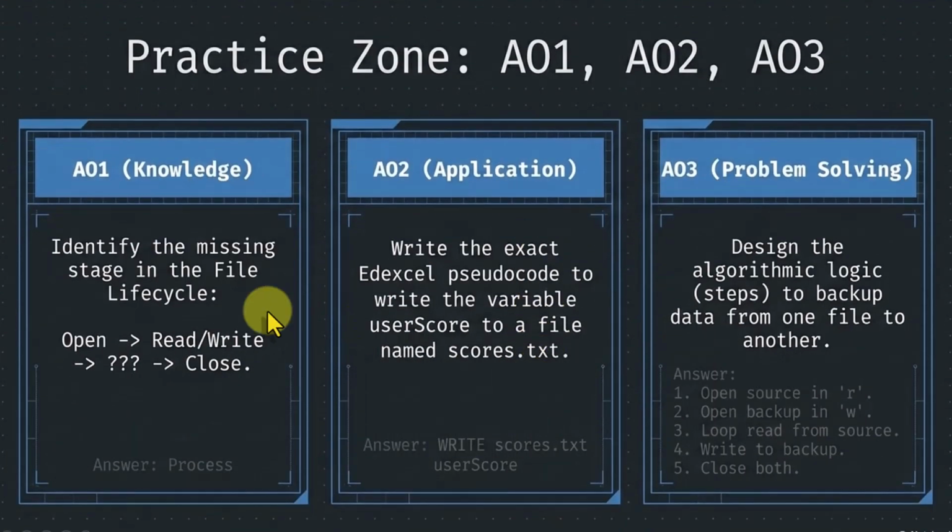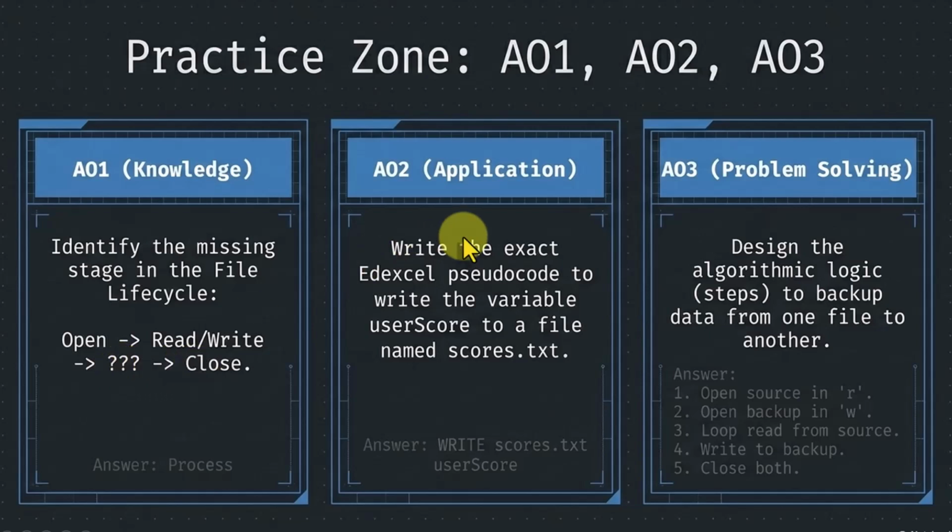Practice on some questions. Question number 1. Identify the missing stage in the file lifecycle. See, that is open, read, write. After that, something is missing, then close. What is it? Process. Open, read, write, process, then close.